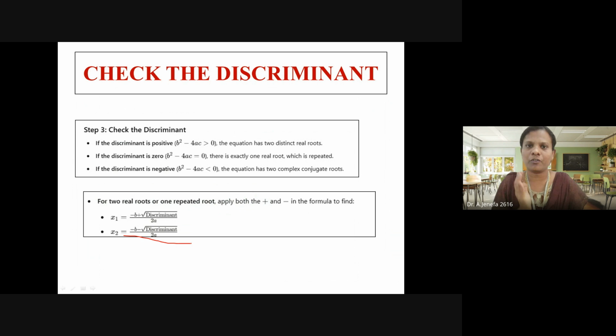Okay, so for discriminant value greater than 0, we have to find both roots, that is root 1 and root 2. How do we calculate root 1? Minus b plus root of discriminant by 2a. How do we calculate root 2? Minus b minus root of discriminant by 2a. Okay, what is the second condition?